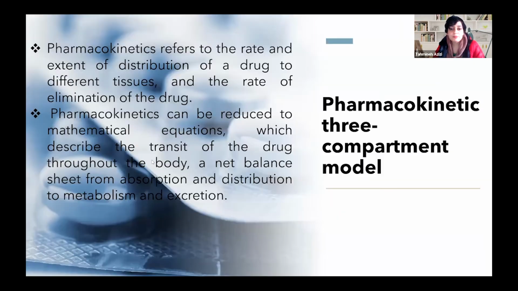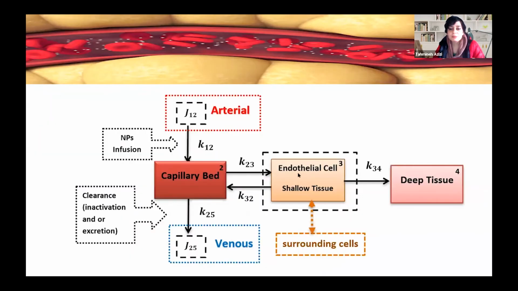And oops, sorry. And I put this compartment here. I have deep tissue. So overall, I'm going to write the equations for these 3 compartments here. So this drug or nanoparticles are coming from arterial, going to this capillary, and then endothelial cells, which are covering all of the blood vessels. On top of here, you can see all of this blood vessel, the walls are covered by endothelial cells.